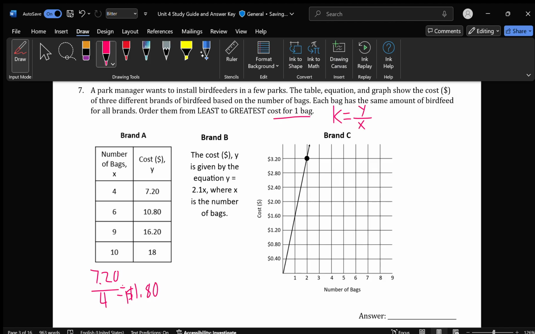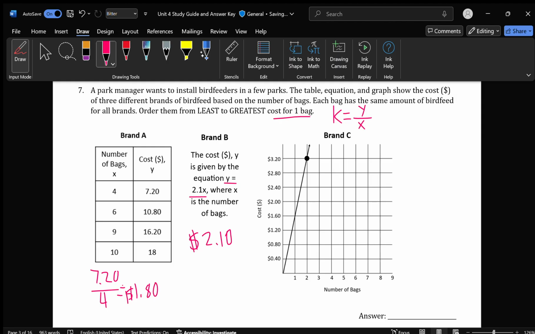Alright, brand B is given the equation y equals 2.1x. So that means you don't have to do any math here. Our k is $2.10. Alright, let's find out for brand C.